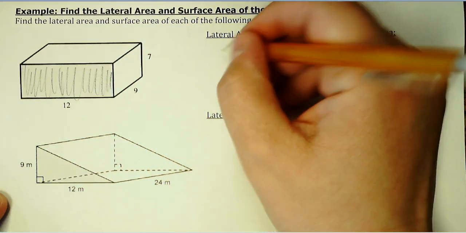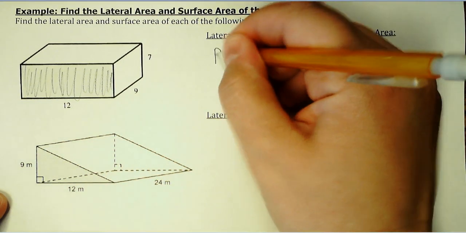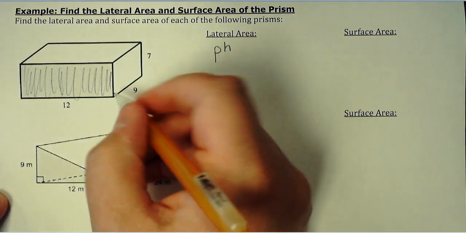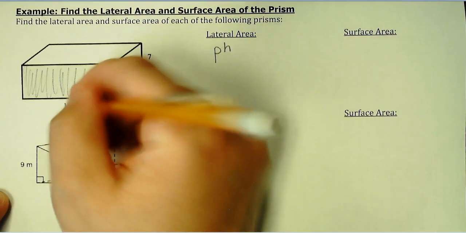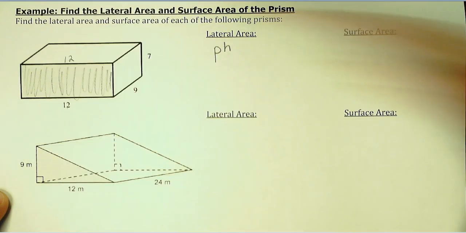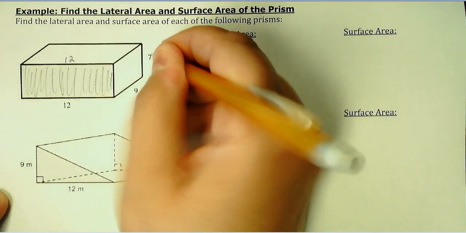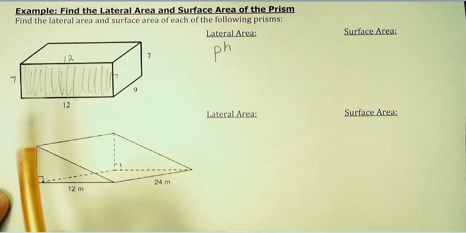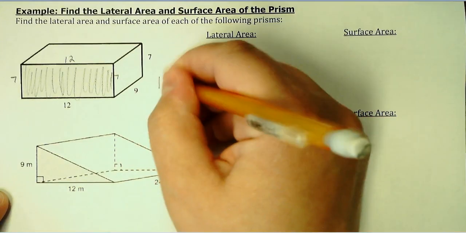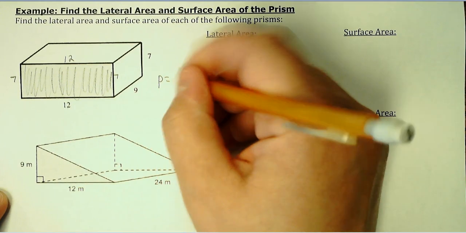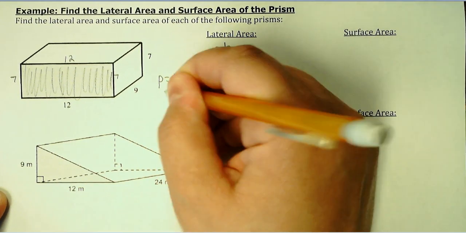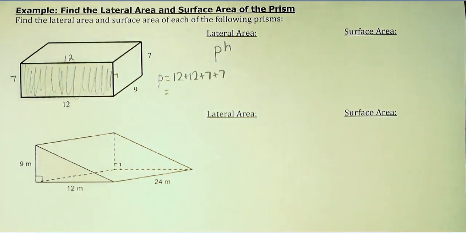So all you got to do for lateral area, it's the perimeter of the base times the height. So the perimeter of the base here, this is 12, so this would also have to be 12 since it's a rectangle. This is 7, so this would be 7. So my perimeter of the base there would just be, add those up. So we'd have 12, 12, 7, and 7. And when you add that up, you're going to get 38.